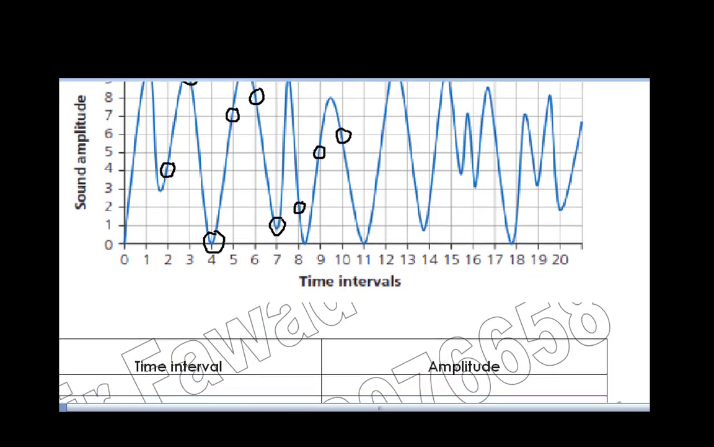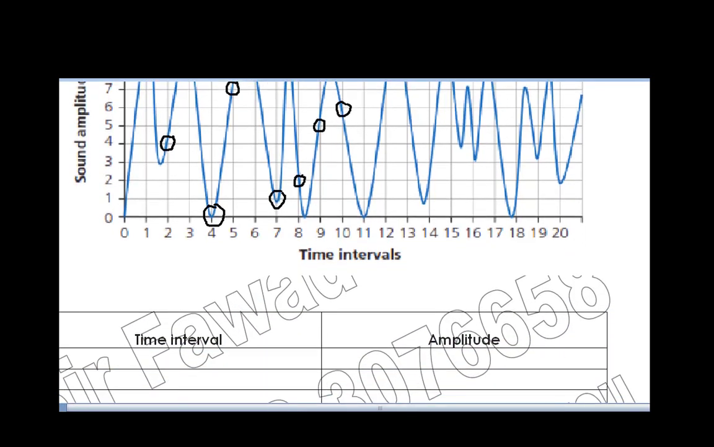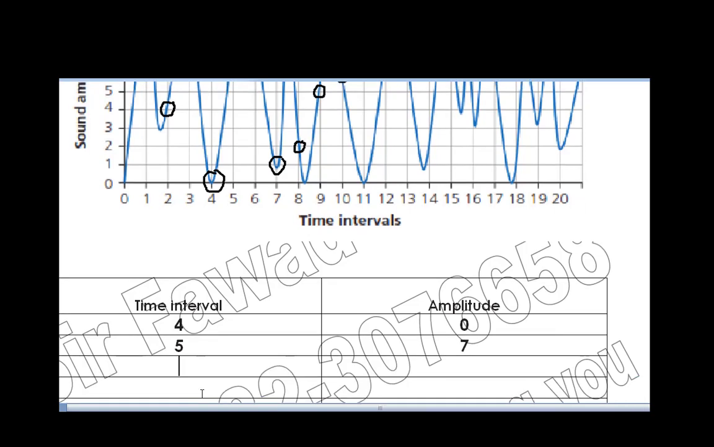Once you understand this concept, let's study the time interval. Let's suppose our time interval is 4, then we can say our amplitude is 0. And if I say our time interval is 5, our sound amplitude is 7. Let's go for the next time interval. Let's consider 8. Let's see time interval 8. Then our sound amplitude is 2.